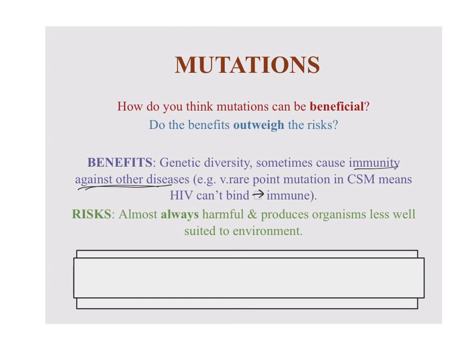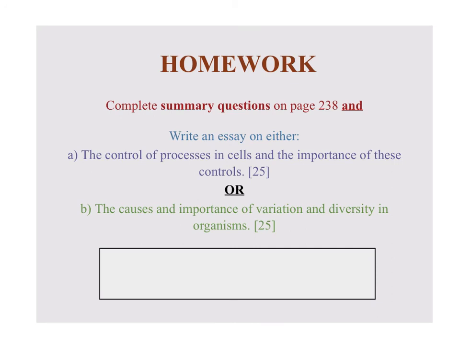Okay, you could do some research to see what other exciting human examples there are where people have mutated to be less well suited to the environment. Now, if you're in my class and we're doing this as part of an online learning lesson, some of you it'll be revision. Have a go at the summary questions on page 238 in the Oxford book, and then have a go at either planning or writing an essay on one of those topics.